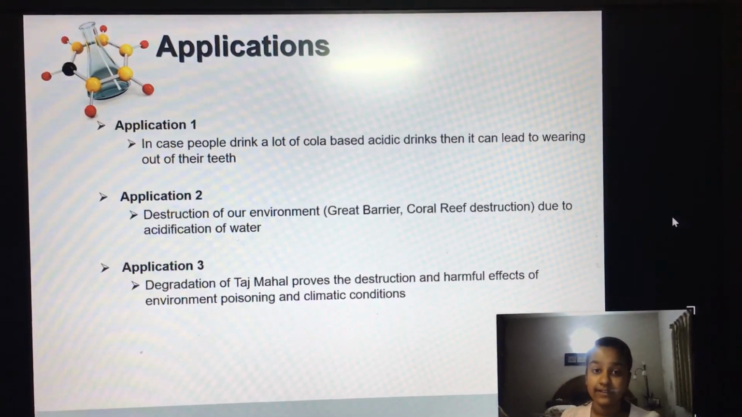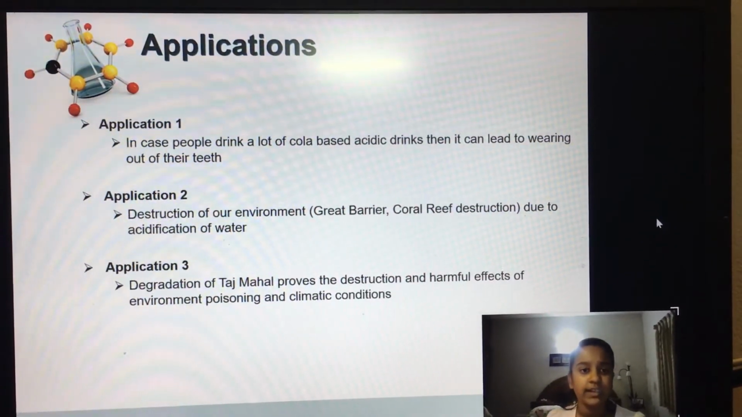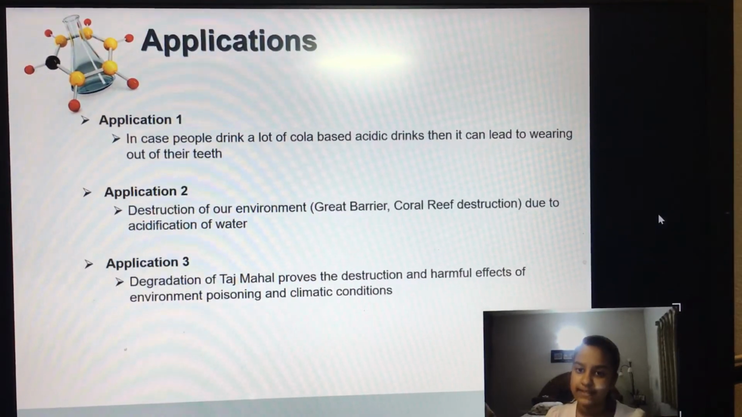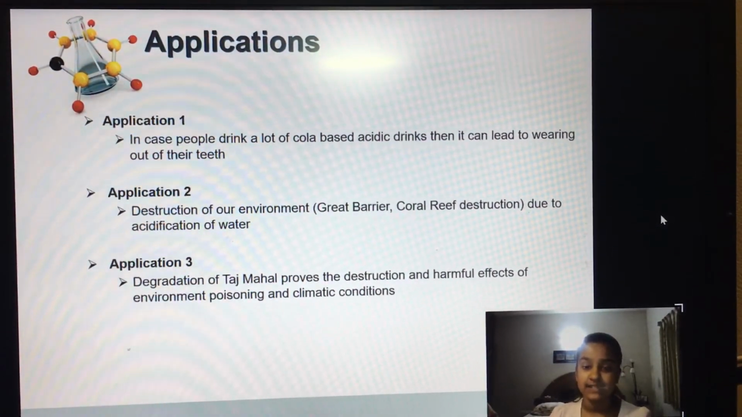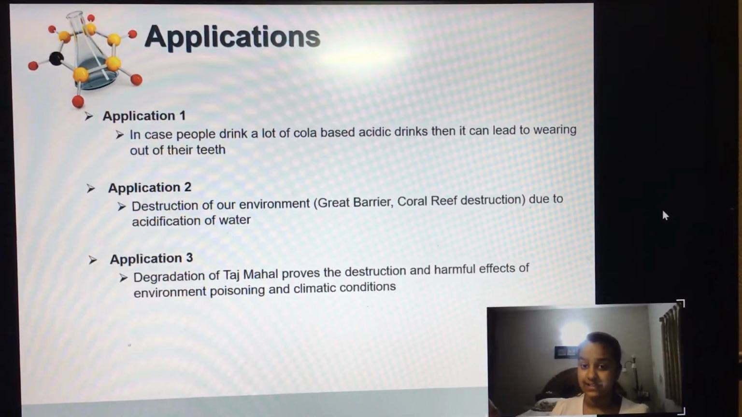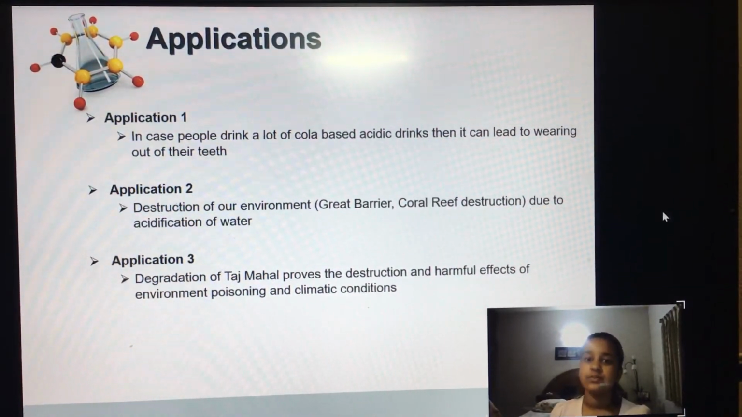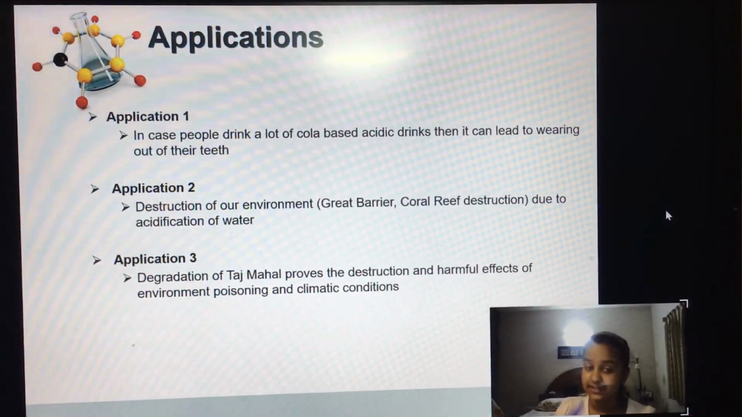Now, the applications of this experiment. We learned that in case people drink a lot of cola-based acidic drinks, it can lead to the wearing out of their teeth. So I recommend do not drink cola-based acidic drinks. Sometimes it's fine, but not all the time. Otherwise, you would see what happened to the eggshell and what would happen to our teeth.